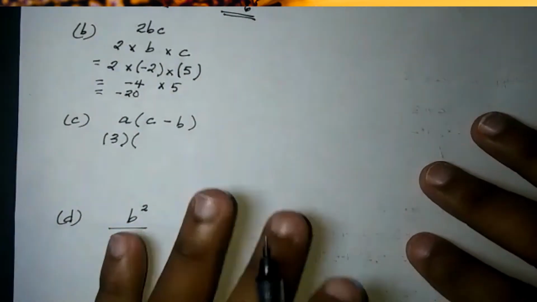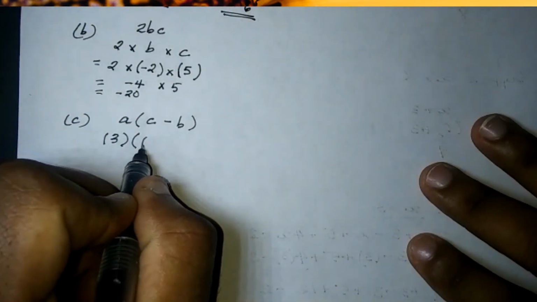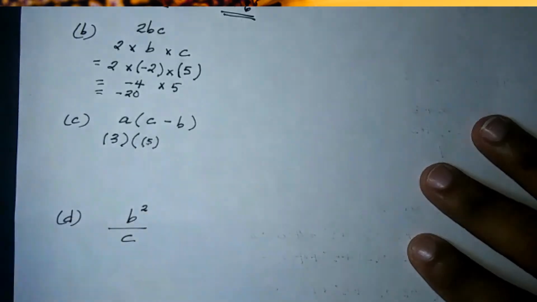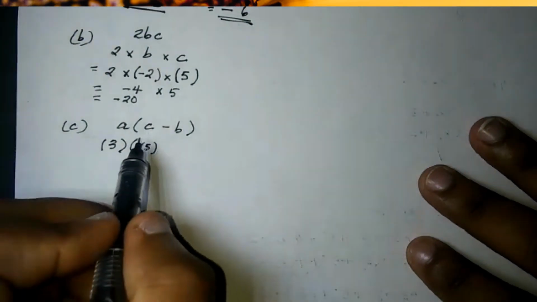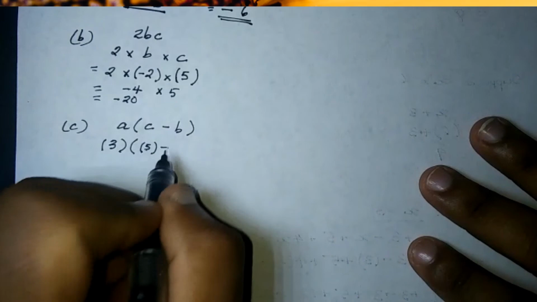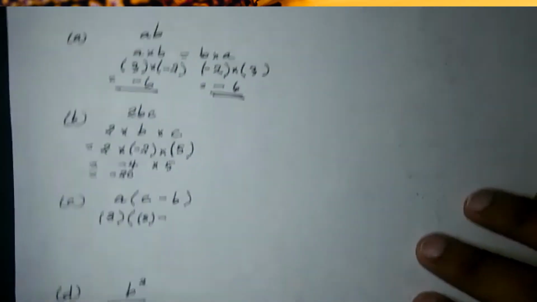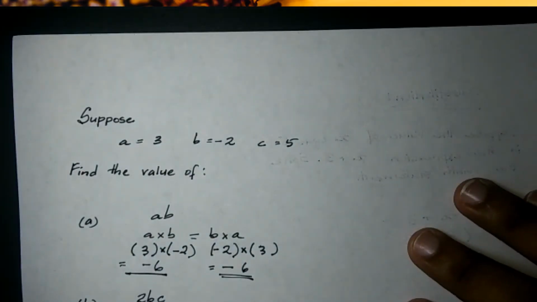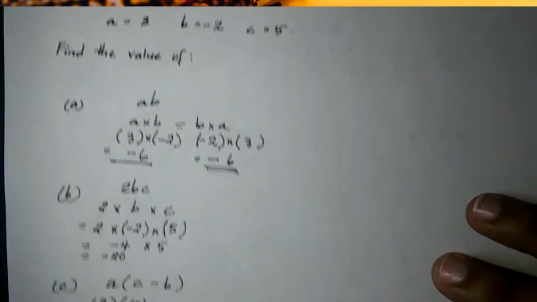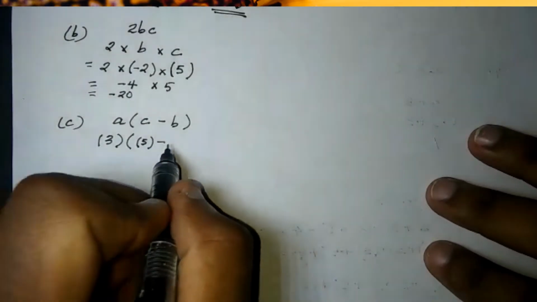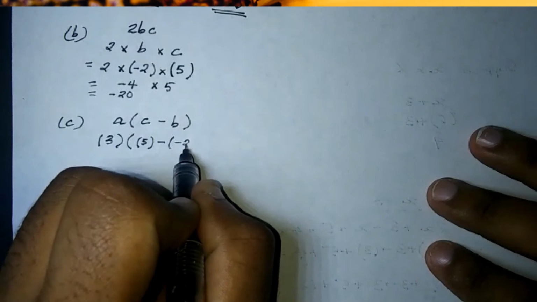It's 5. So I'm replacing C with 5 in brackets. Look at that. Following my expression, I have a minus. And what's the value of B? I hope you see that negative. Good. So the value of B is negative 2.